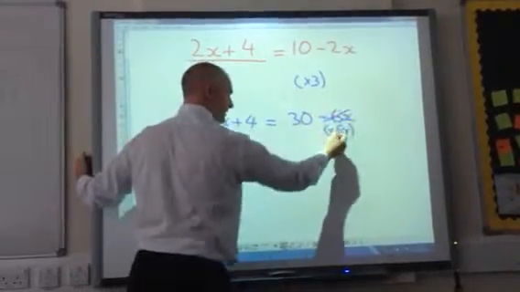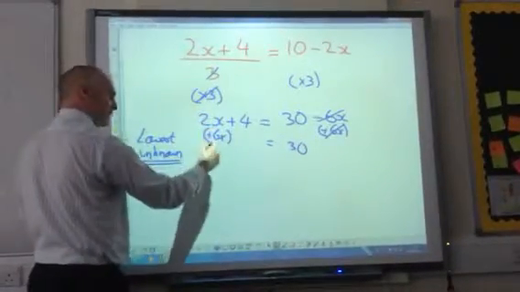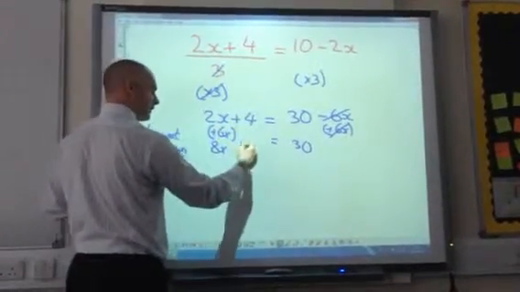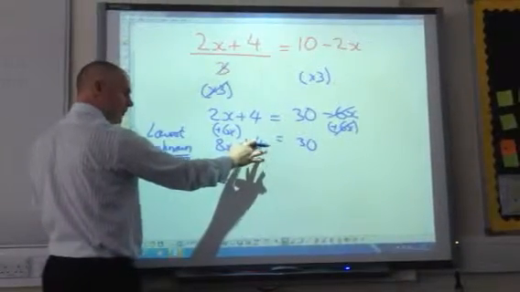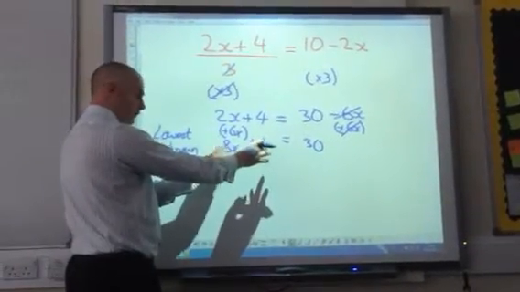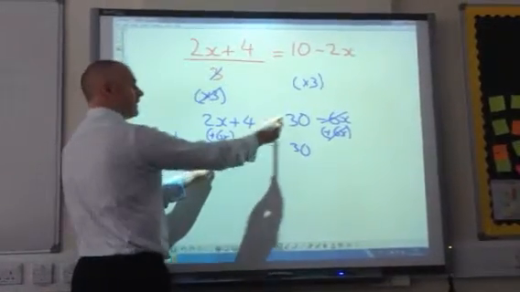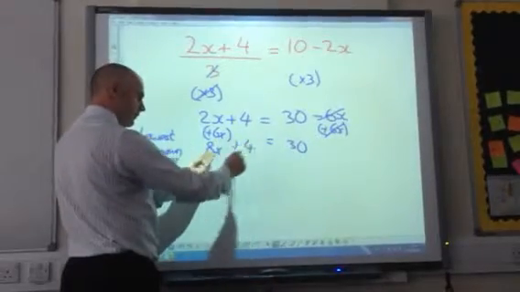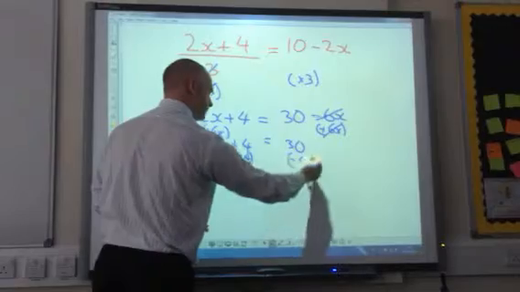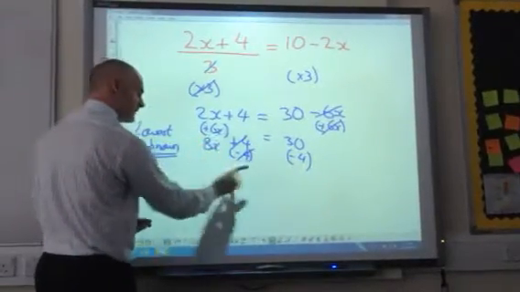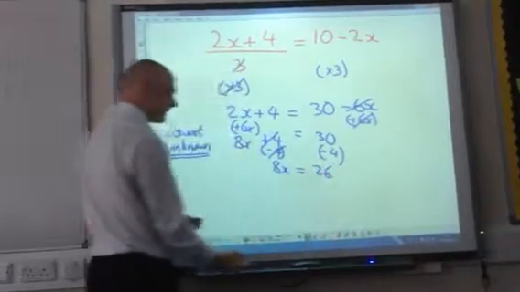Minus 6x plus 6x is nothing, leaving you with 30. 2x add 6x is 8x, and you still have the plus 4. Undoing the plus 4, because if you think about the number that is x, which we don't know, first it gets times by 8, then it adds 4, and the answer is 30. We need to undo the process. Opposite of plus 4 is minus 4. That becomes nothing. The 8x comes underneath. And 30 take away 4 is 26.